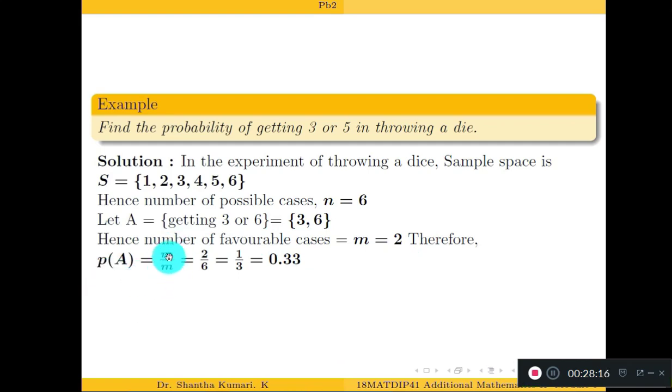Okay, correct this. This should be m by n. So the denominator is n, not m. Please correct it. This is a typing error. M by n. The answer is 2 by 6. M is 2 and n is 6. So 1 by 3. You can write only this as the answer, or you can simplify it. Anyway, you are using the calculator. Both forms of answers are acceptable. 1 by 3 or 0.33.